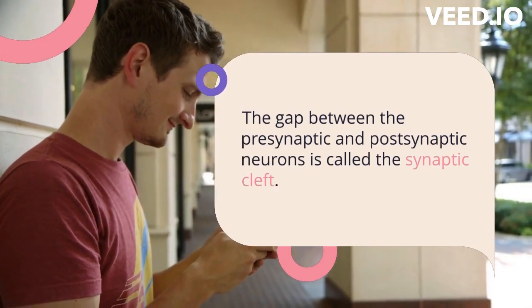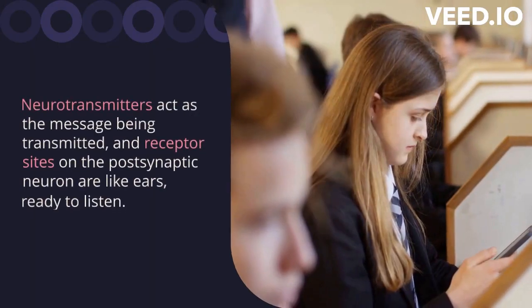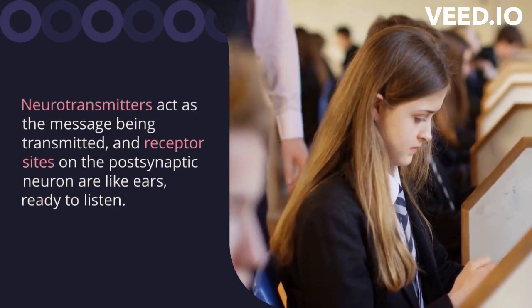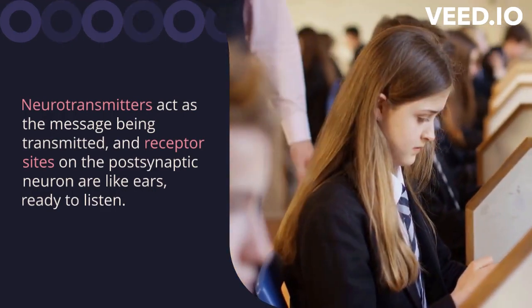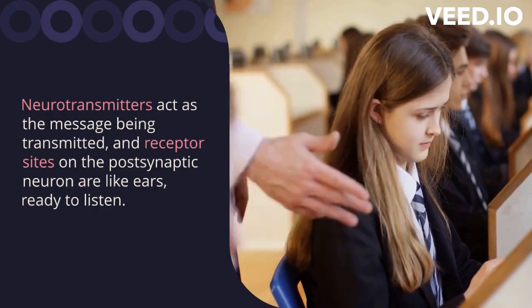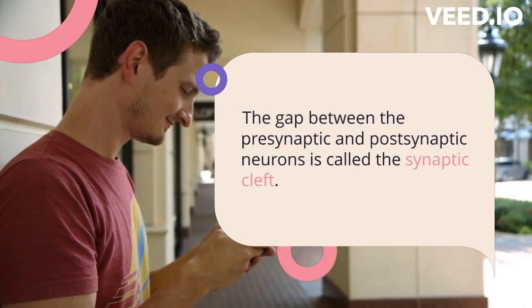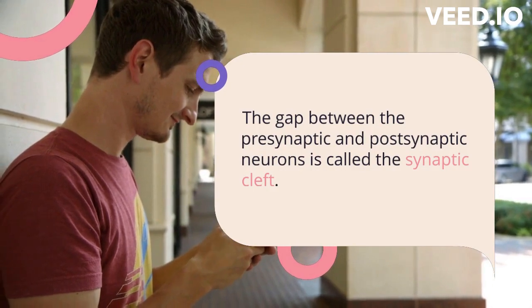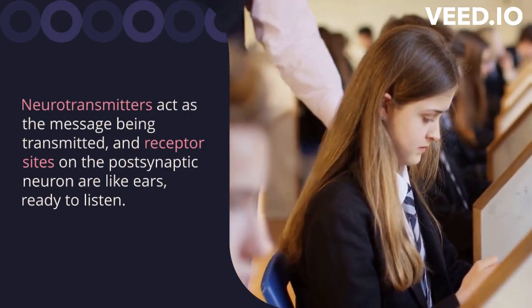The presynaptic neuron is like the person speaking into the telephone, sending electrical signals called neurotransmitters down its telephone line. These neurotransmitters act as the message being transmitted. The synaptic cleft, the gap between the two people, represents the gap between the presynaptic and postsynaptic neurons. It's like a small space where the message needs to cross.